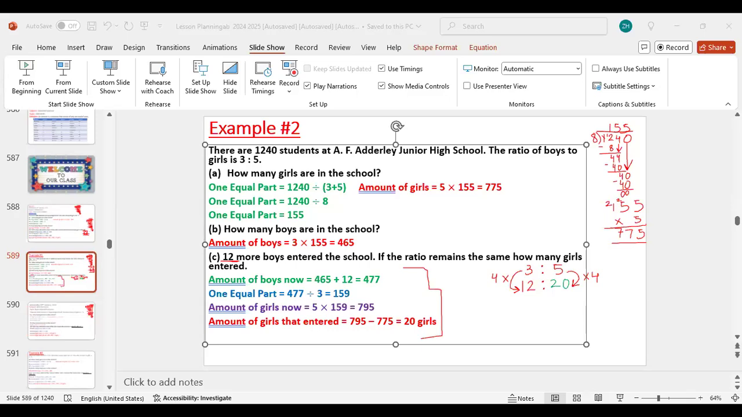Calvin, what quiz are you on? The first one or the second one? The first one. All right. Did you send me your work as yet? Yes, sir. Okay, good.